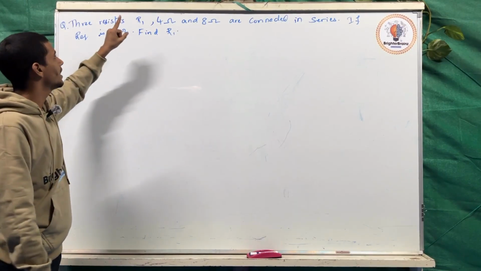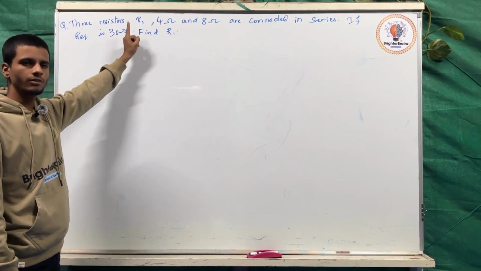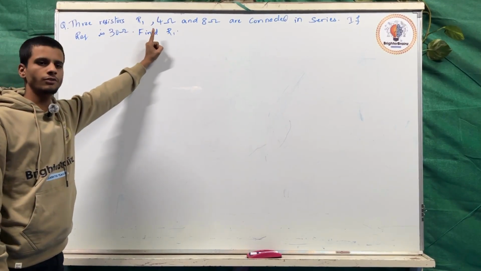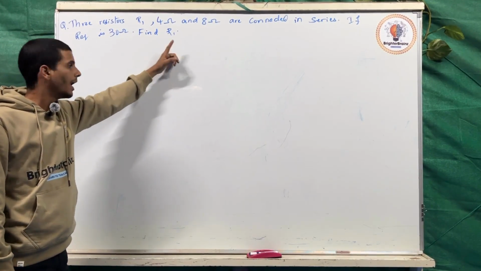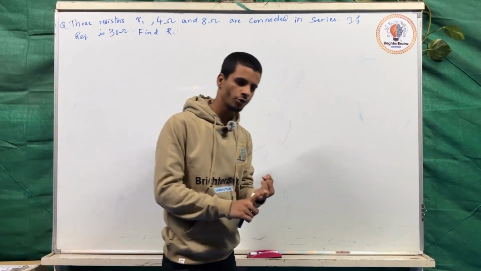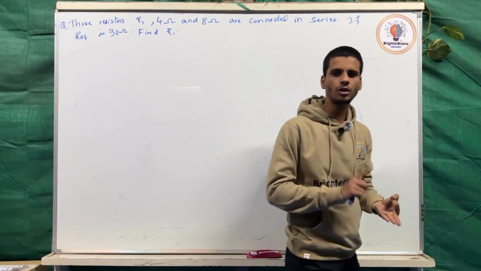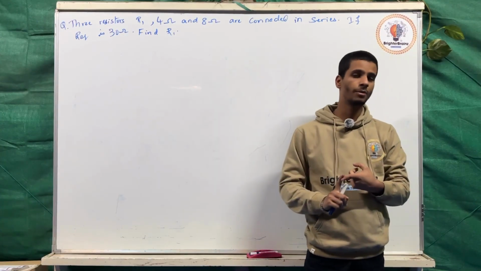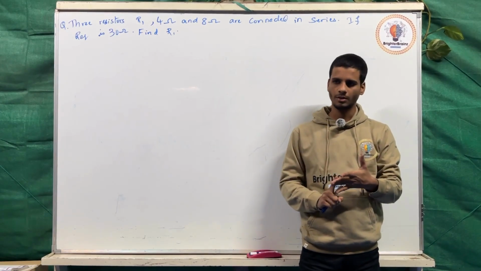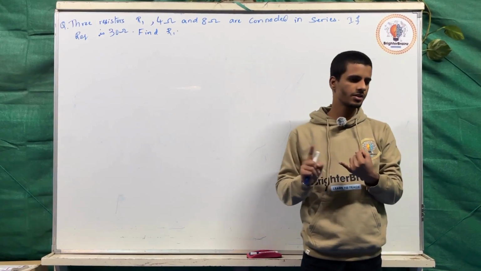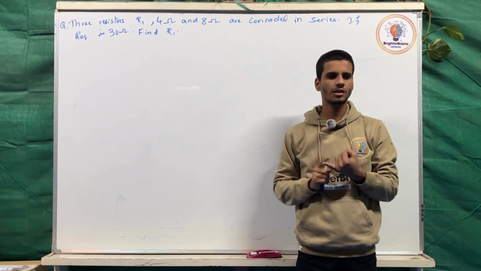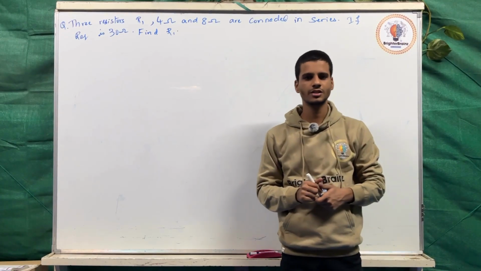We have R1, R2, R3. R1 value is unknown, R1 is not given. We need to find R1. R2 is given as 4 ohms, R3 is given as 8 ohms, R equivalent is given as 30. What did we do earlier? R1, R2, R3 were given, so we found the value of R equivalent. But now R equivalent is given and 2 resistors are given, and one of the 3 resistances is not given. Now we need to find the unknown resistance.